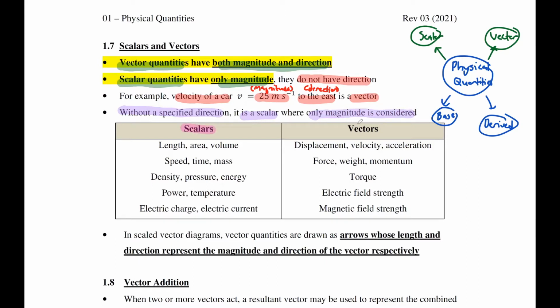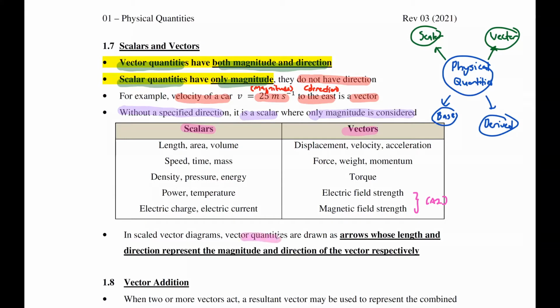The table here has a number of common scalar and vector quantities that you encounter in the syllabus. Do bear in mind that electric field strength and magnetic field strength is something that you will really only see in A2. The rest of the quantities listed here is something you will eventually encounter in the syllabus, and you will have a better appreciation of what they mean.